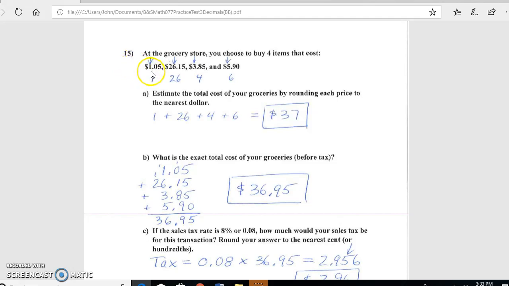The nearest dollar means we're going to round each of these costs at the ones place, which is the first place to the left of the decimal point. $1.05, we would round that to $1. $26.15, we're going to round it at the 6, and because of the 1 next to it, the 6 stays a 6, and it's rounded to $26.